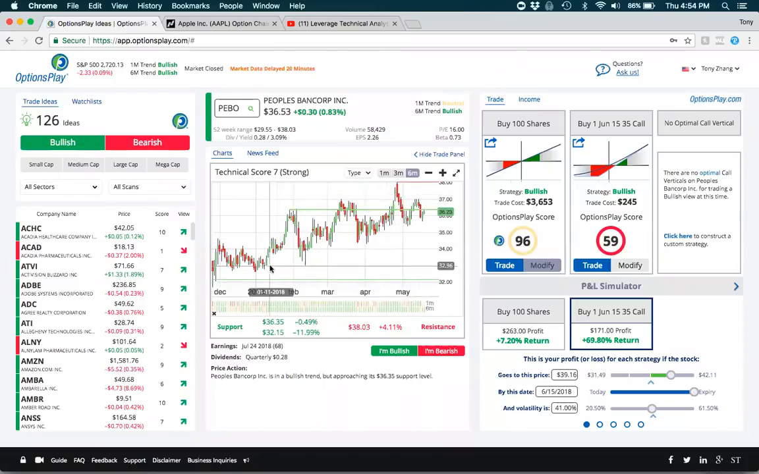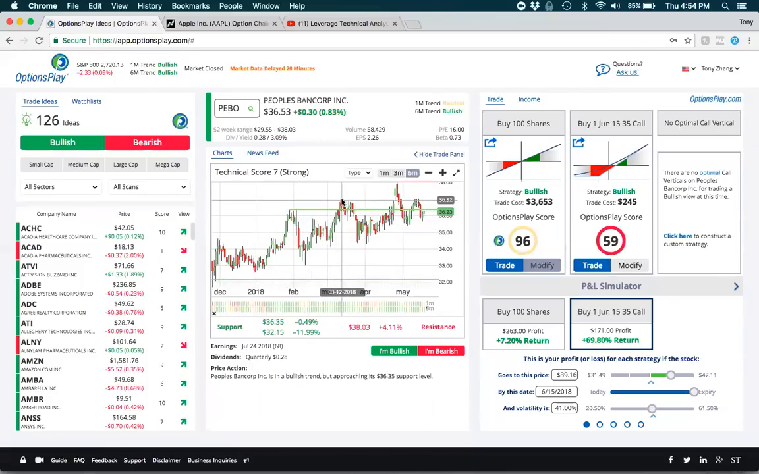But to the trained eye, what this really is is a clear channel. As you can see, it's got a clear channel moving higher, with higher lows and higher highs. And this is really kind of a channel. So every time it hits the bottom of the channel, it'll go to the top of the channel. And when it hits the top of the channel, it'll go back to the bottom of the channel.